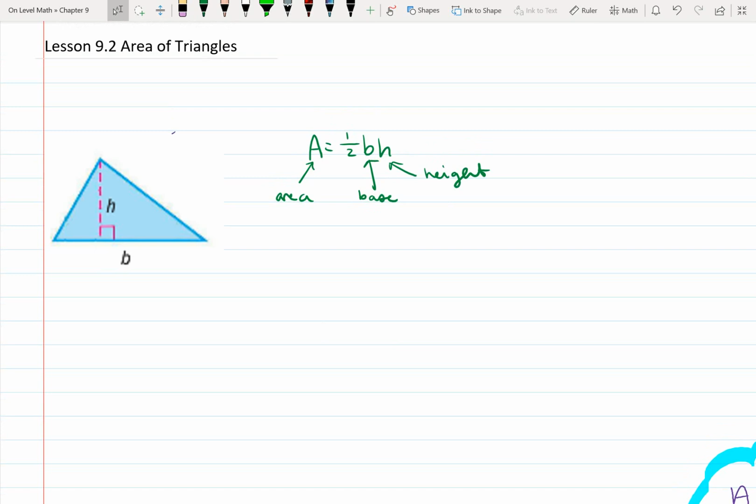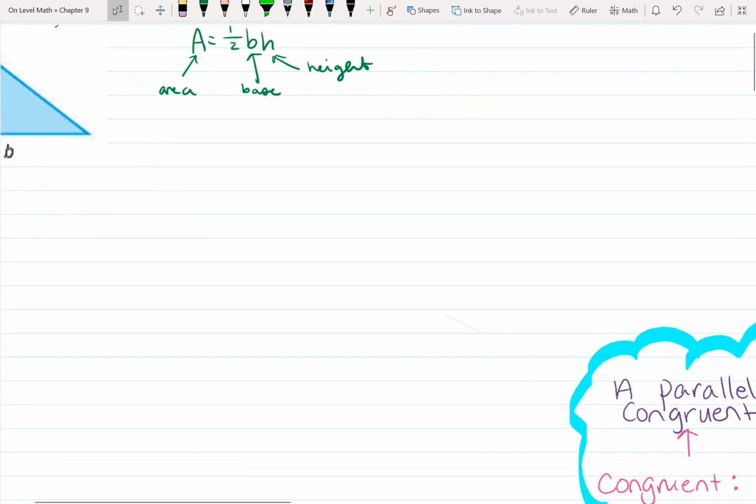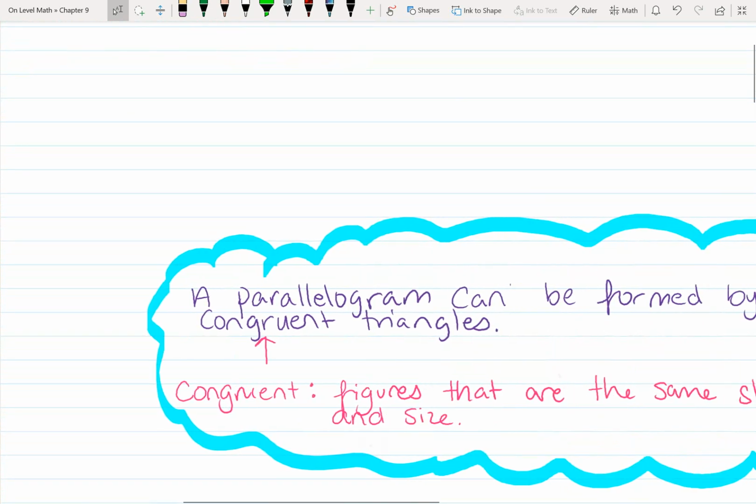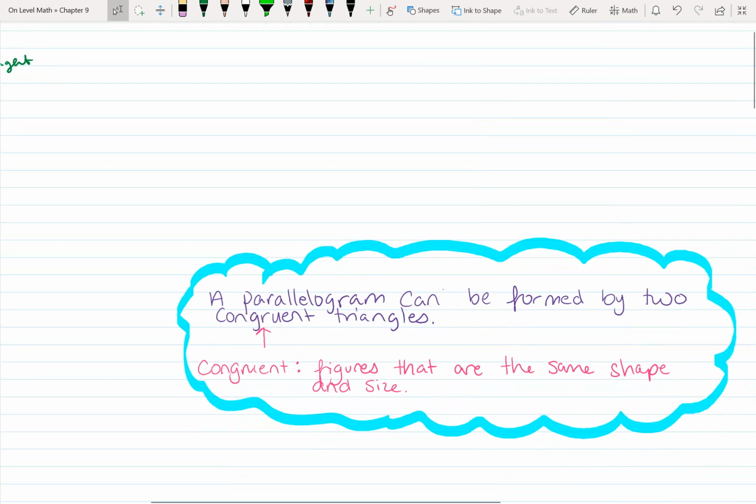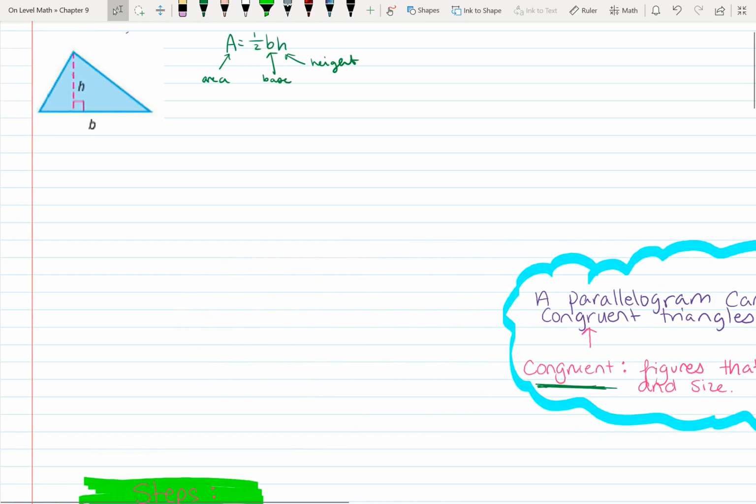You do not need to write what I'm about to show you, what's in the bubble. So this is what we talked about yesterday a little bit. A parallelogram can be formed by two congruent triangles. We wrote that down. We drew it out yesterday. Congruent means that the figures are the same shape and same size. Again, congruent is also a word that we should already be fairly comfortable with because it was used in 5th grade as well.